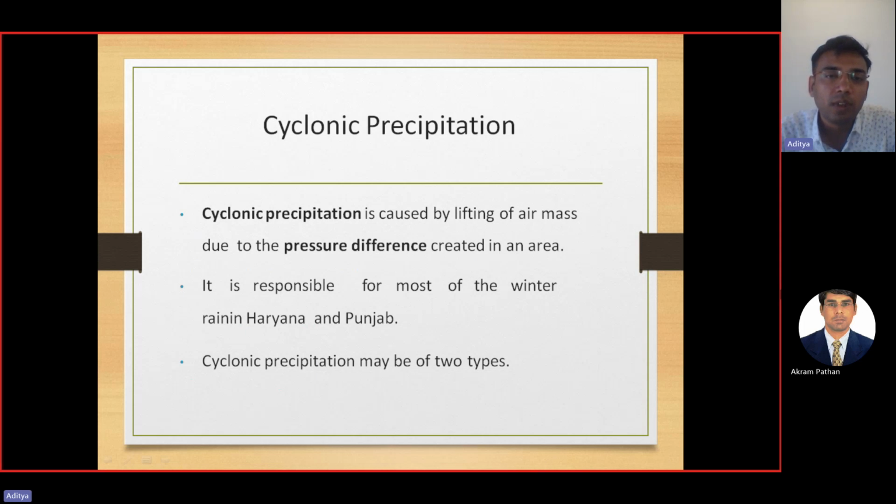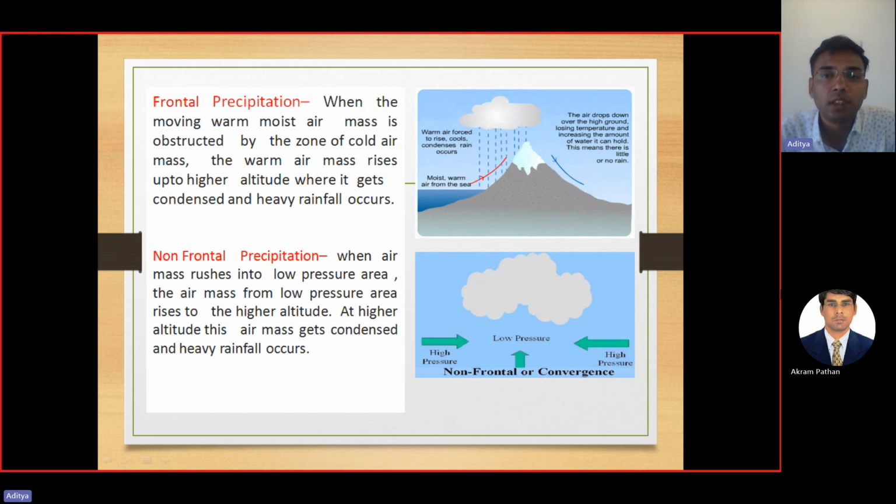Then again, you can categorize this cyclonic precipitation into two types. One is frontal precipitation. When the moving warm moist air is obstructed by a zone of cold air, it rises to a higher altitude where it gets condensed and heavy rainfall occurs. The next type is non-frontal precipitation. When an air mass rushes into a low pressure area, the air mass from the low pressure area rises to a higher altitude, and at the higher altitude the air mass gets condensed and rainfall occurs.